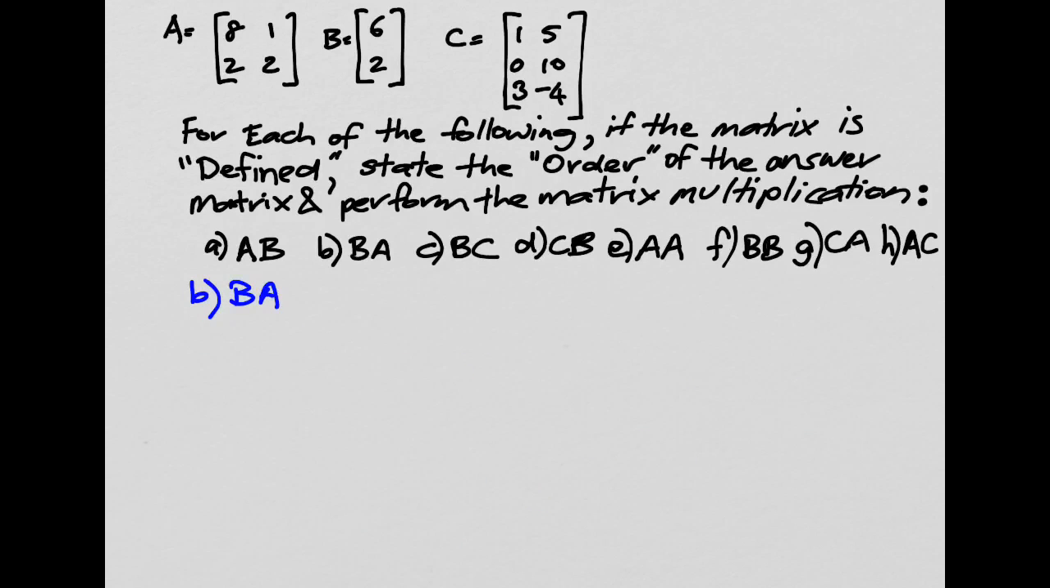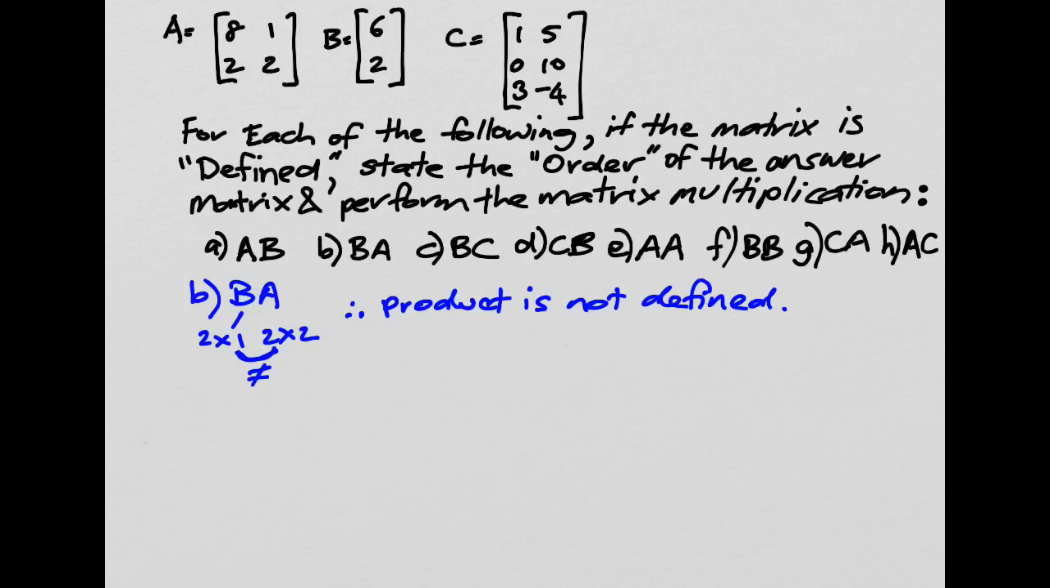So we're looking at B times A. So B is a 2 by 1 and A is a 2 by 2. Now straight away we see that the two inside numbers are not equal and therefore the product is not defined, or the multiplication is not defined. You can't actually do that equation.